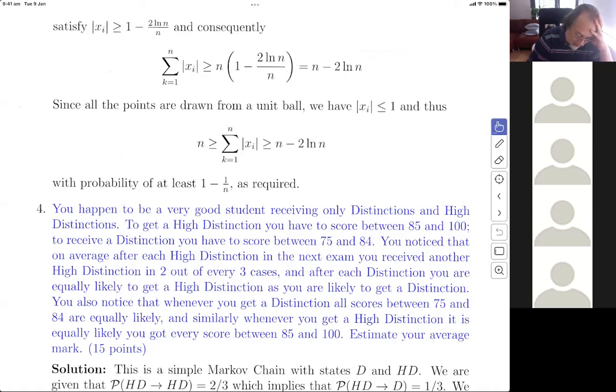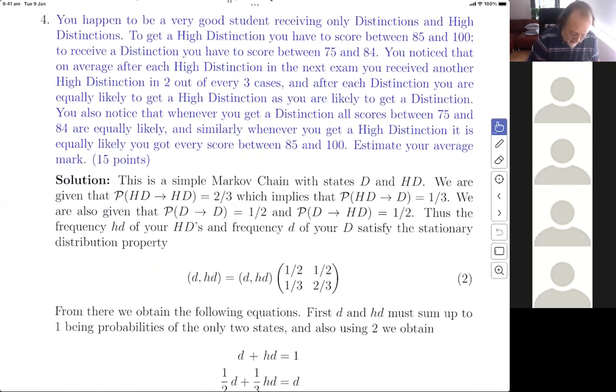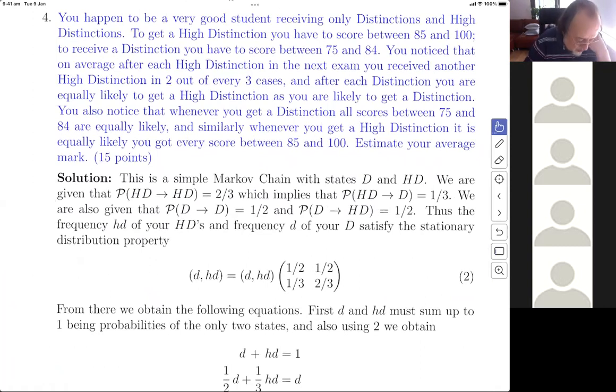Now, an example of a Markov chain. Okay, so here is the problem. So you happen to be a very good student, receiving only distinctions and high distinctions. To get a high distinction, you need to have a score between 85 and 100, and to receive a distinction, you have to score between 75 and 84. Okay, and now you are lazy to compute your WAM and you will prefer to estimate it.